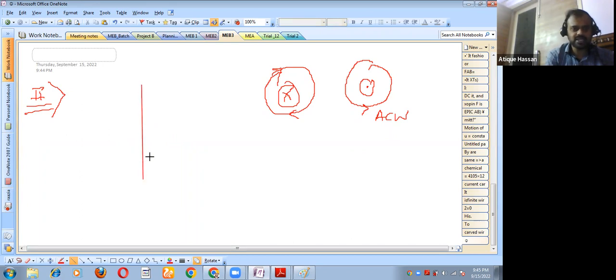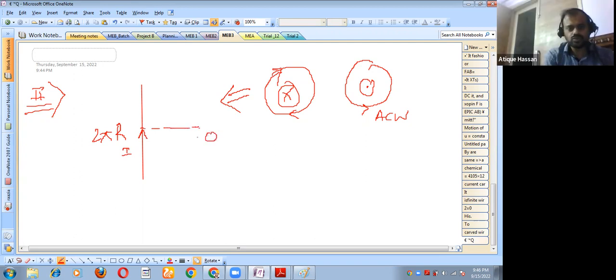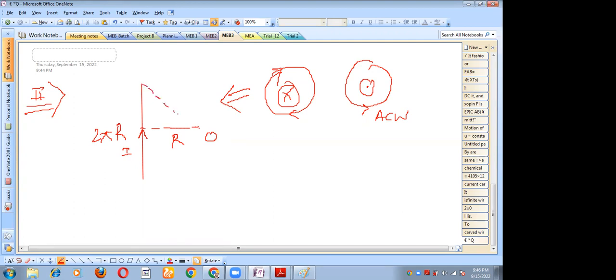I can say that this is a finite wire of length 2 pi r. I can convert it into a finite wire of length 2 pi r. Getting my point? Yes, sir. And suppose this point is the center O. What is the distance of the center O? R, the radius. The distance of the point O is always equal to the radius. Understood?